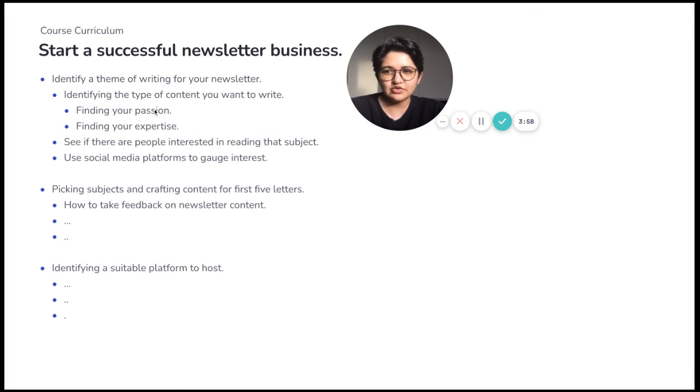So let's see how it's going to look. For example, if you are doing a course on starting a successful newsletter business, you start with identifying a theme of writing for your newsletter, and then you break it down into how to identify the theme, how to gauge market interest, and how to use social media to acquire the early users, early subscribers. Then you just expand on each subtopic that you have identified, and your course curriculum is, congratulations, ready. And now you are ready to take the next step of preparing material for your course.